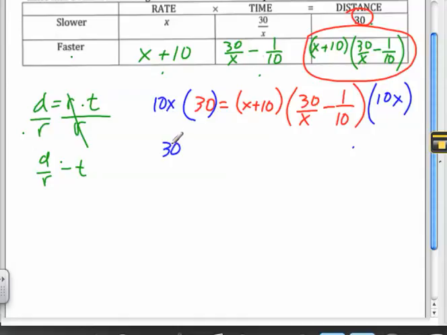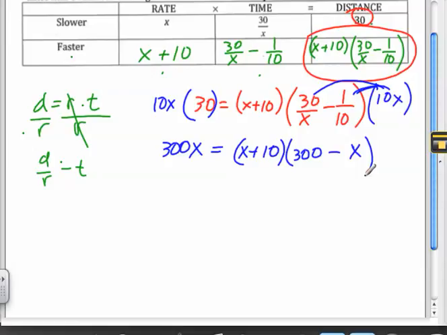So 300x is equal to, guys, I'm going to leave x plus 10 here for the moment, and I'm going to distribute this in. Do you see that in the first one, the x's cancel and I get 300? In the second one, the 10 cancels and I get minus x. Everybody happy with that? Okay, this problem's getting simpler, but we're not there yet.